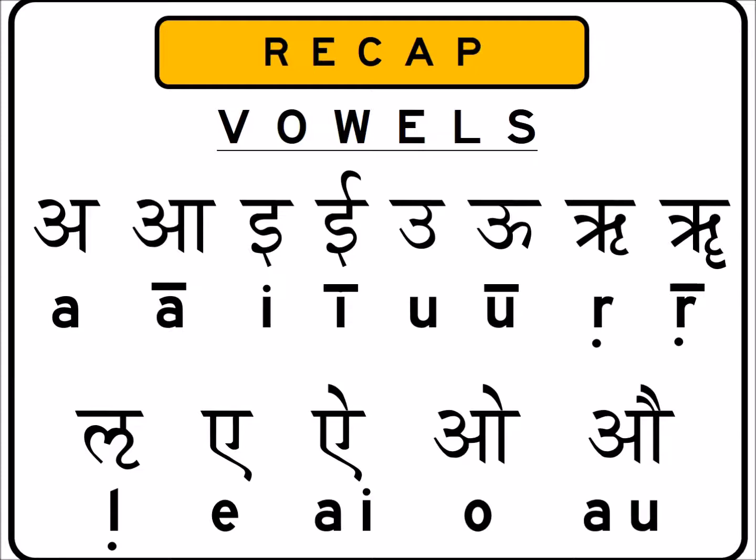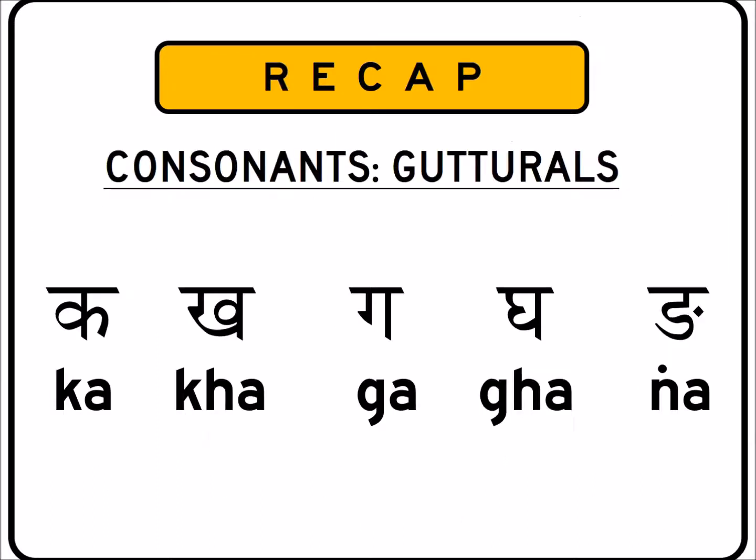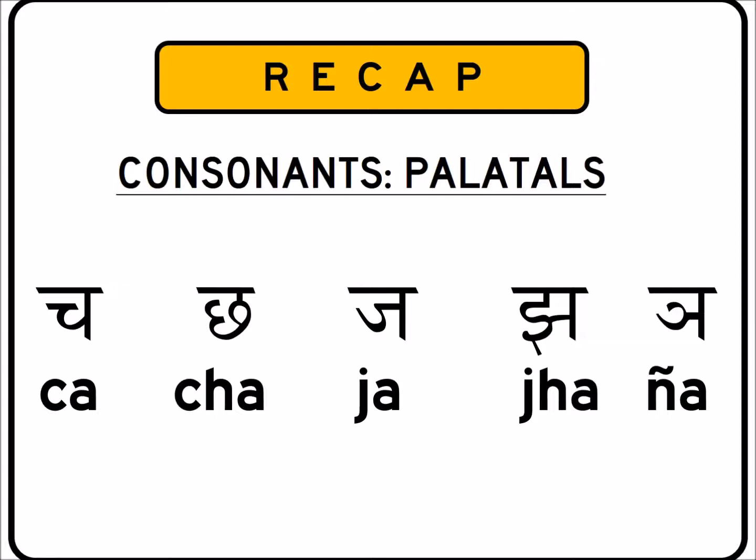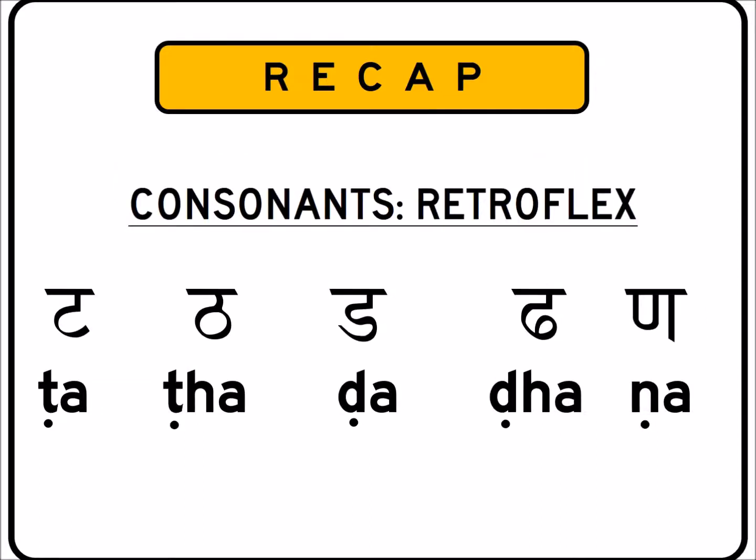These are your vowels. A, I, U, U, R, R, E, I, O. Then we begin with our consonants, the first set of which are the gutturals: ka, kha, ga, gha, nga. Then in lesson 5, we learned the palatals: cha, chha, ja, jha, nya. In the last lesson, we learned 5 new letters of the ta-varga, or the retroflex letters. These are ṭa, ṭha, ḍa, ḍha, ṇa.